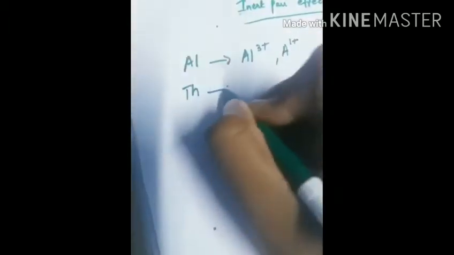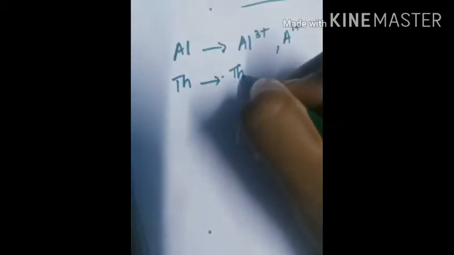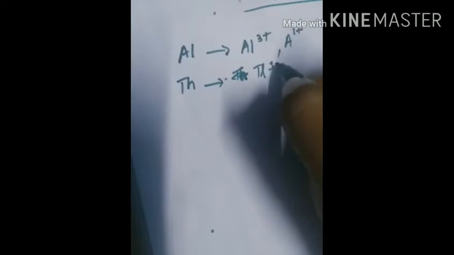We will take aluminium and thallium. Aluminium exists in two forms: the aluminium 3 plus oxidation state and the aluminium 1 plus oxidation state. Thallium is also the same, 3 plus and 1 plus.